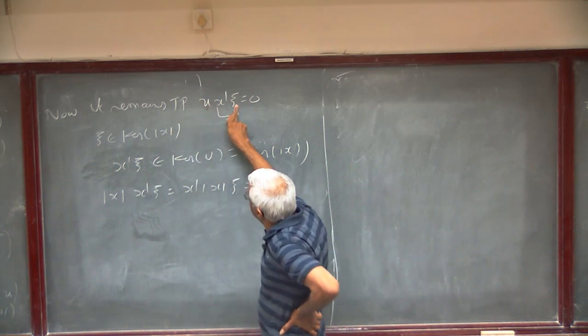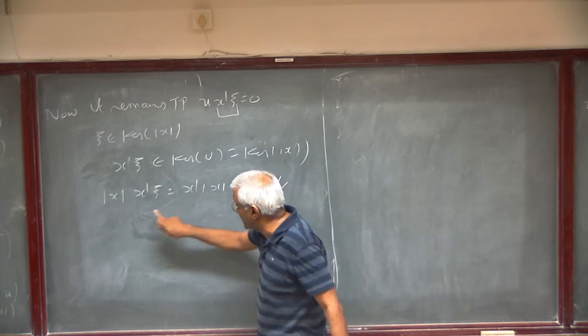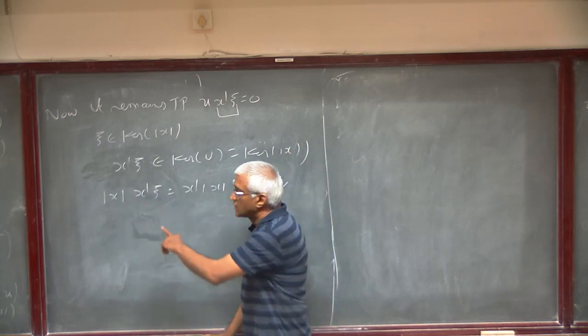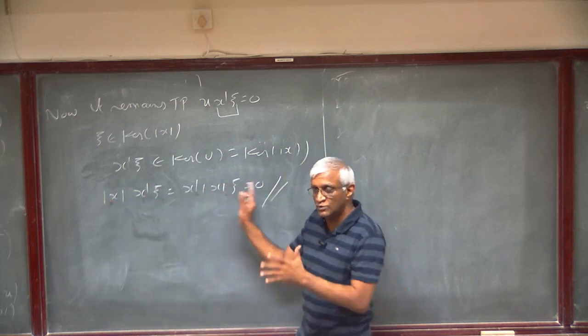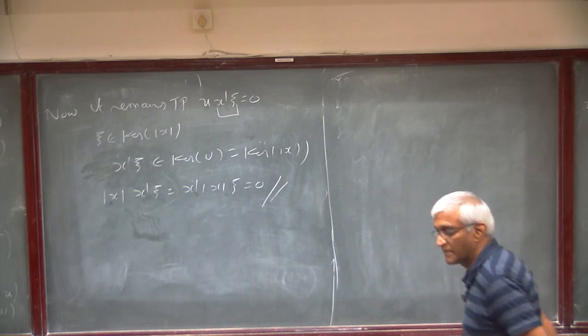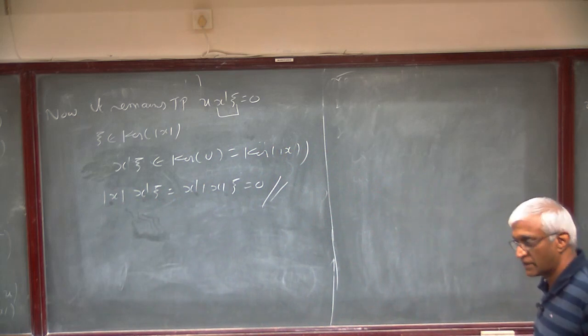So it's enough to prove x prime xi is in the kernel of mod x. So that is what is proved here. x prime xi in the kernel of mod x. I take mod x on this, x prime mod x xi equals 0. Use the commutativity and you get this. That's all. So if x is in the von Neumann algebra, then the polar decomposition is also in the von Neumann algebra.